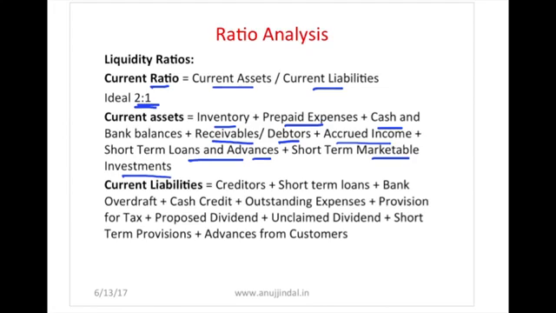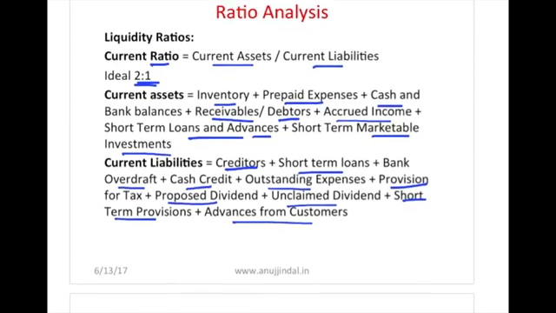These are all assets of the enterprise because either you have given them out as loans, or you ought to receive them. If you have receivables or debtors, that money belongs to you and you have to receive it in the future, or you have some stock or inventory and cash and bank balances. Current liabilities are what you have to pay to some other person or enterprise. These are creditors, short term loans, bank overdraft, cash credit, outstanding expenses, provision for tax, proposed dividend, unclaimed dividend, short term provisions, and advances from customers. Whatever advances you've taken from customers, you have to give back. So these are all current assets and current liabilities, and this is the formula of current ratio.